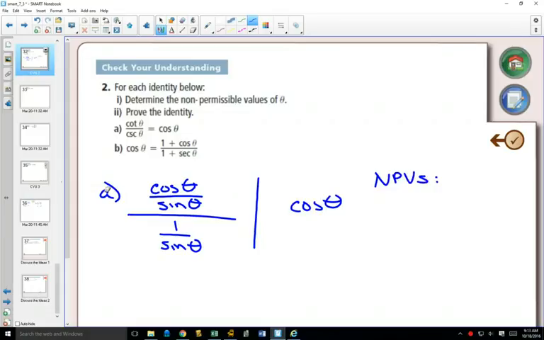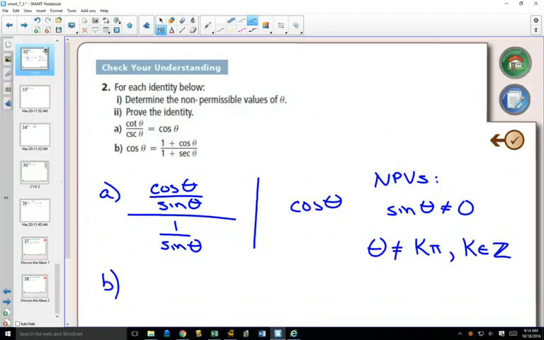Sine theta cannot equal 0. That's one of the things that we're going to have out of here. What does that mean? When is sine theta equal to 0? 0, pi, 2 pi, 3 pi, 4 pi, 5 pi, 6 pi. How do we write all of those? All the multiples of pi. Are there any other places that it's equal to 0? No. So only sine theta. So those would be our non-permissible values for A.